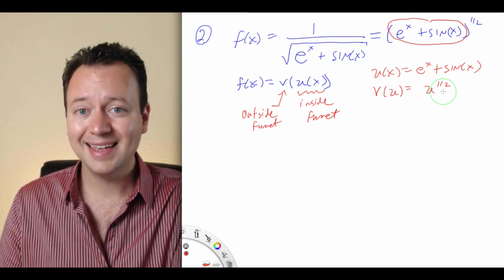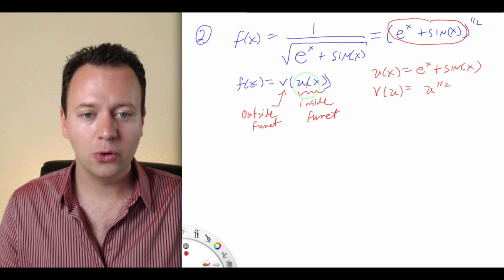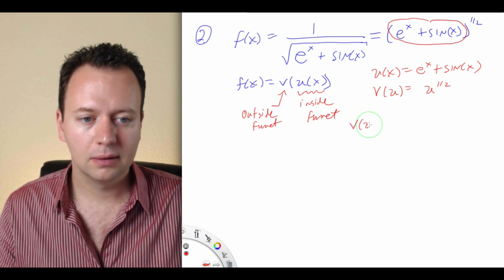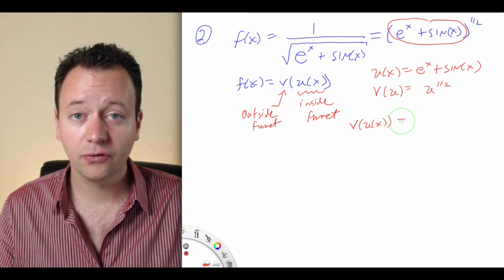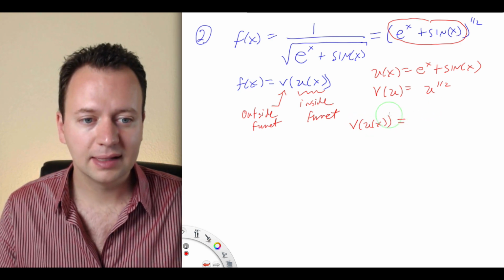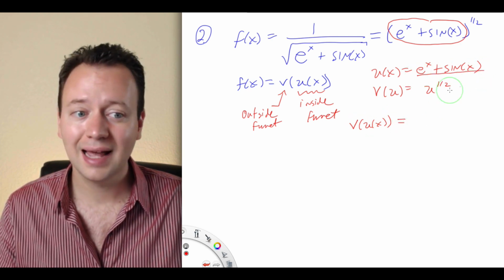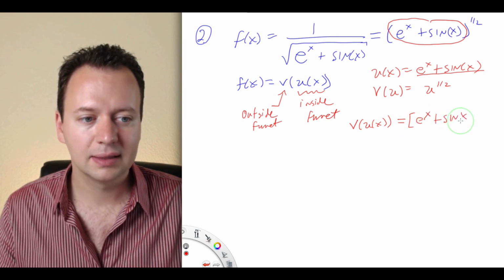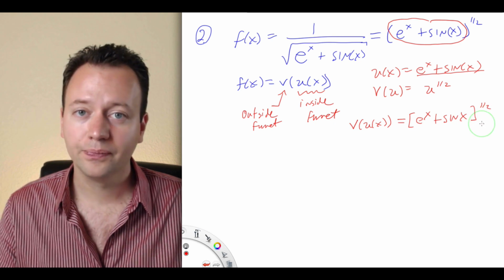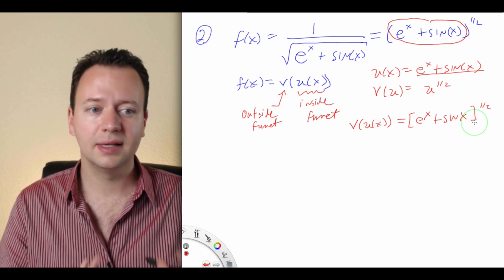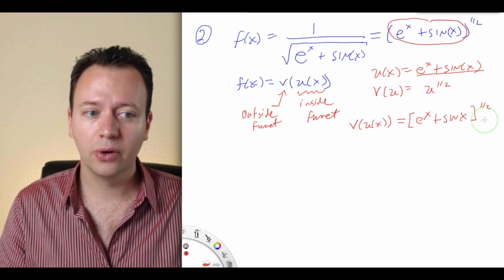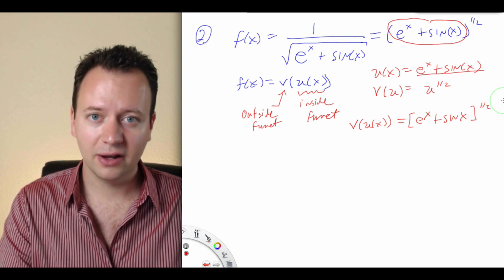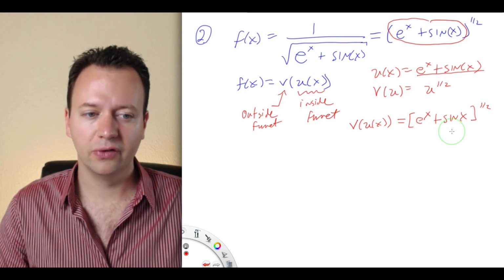And what's coming in isn't just a variable, it's u of x. So v of u of x, the composite function, is I substitute in e to the x plus sine of x where I see u. So it's e to the x plus sine of x raised to the 1/2. Now you know, because we've done these examples before, that to take the derivative, the 1/2 comes down, we get 1/2 this to the minus 1/2 multiplied by the derivative of the inside.